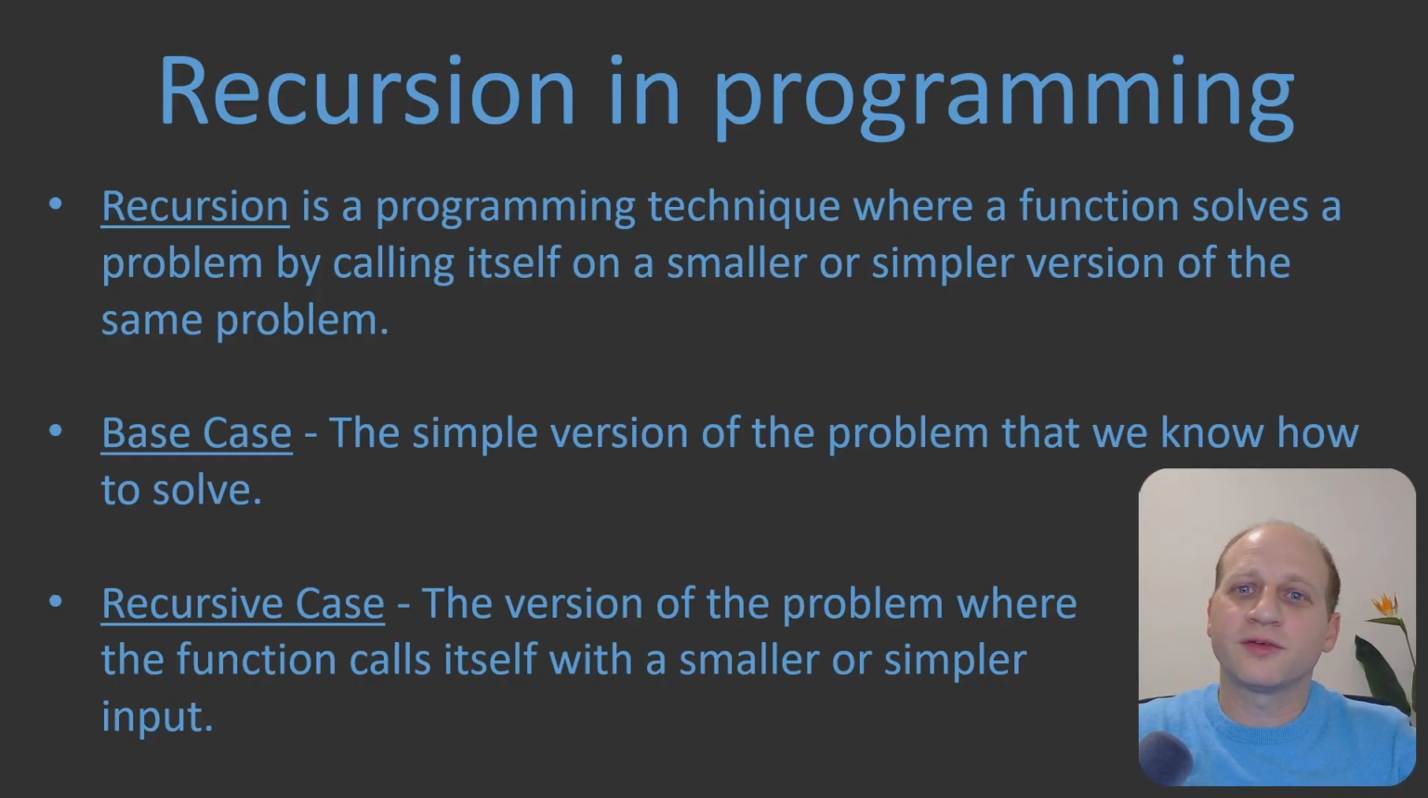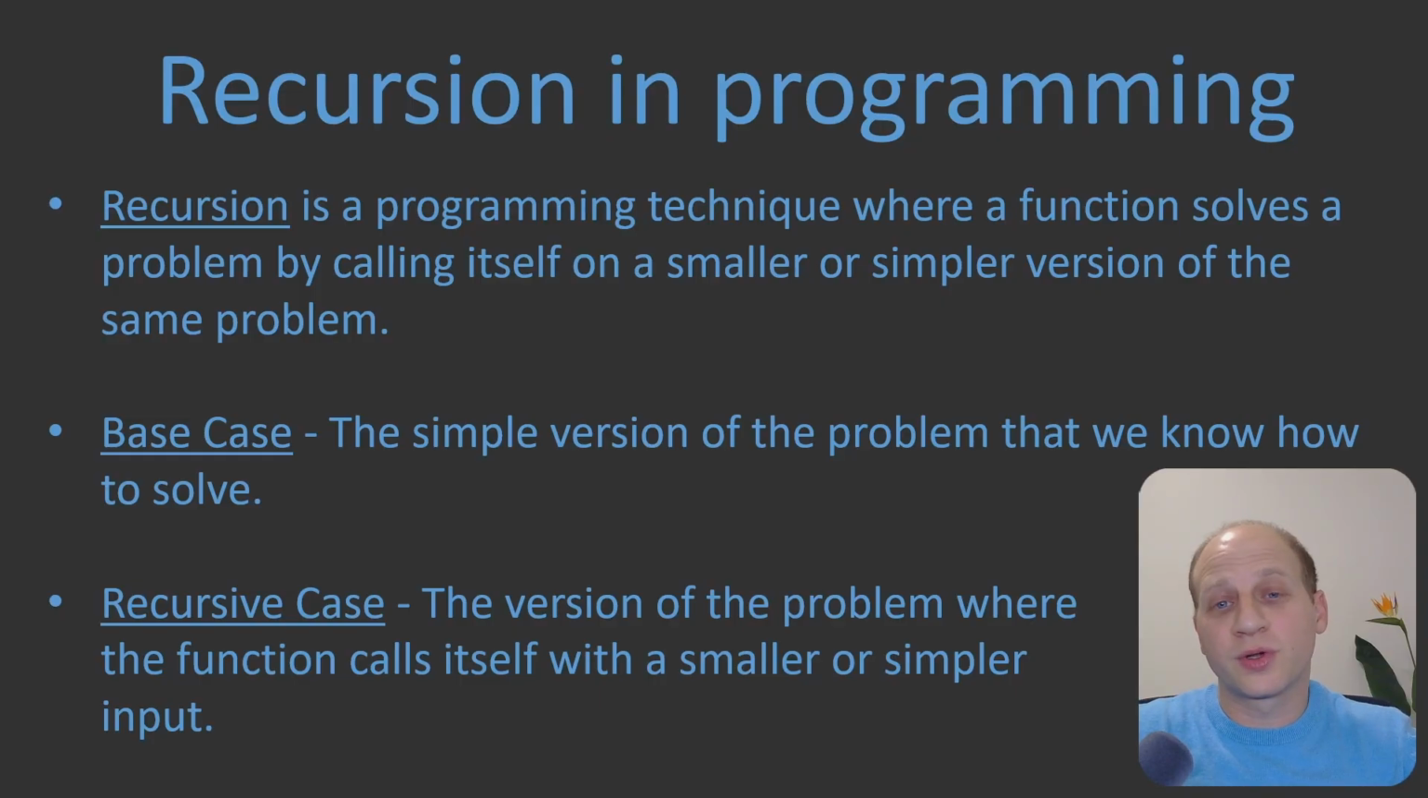Now, as you may have noticed, recursion has two main parts. The base case. This is the simple version of the problem that we know how to solve. This is when we stop calling the same function, but just return the answer. In the analogy to building a house, this is the single-floor house that we know how to build.